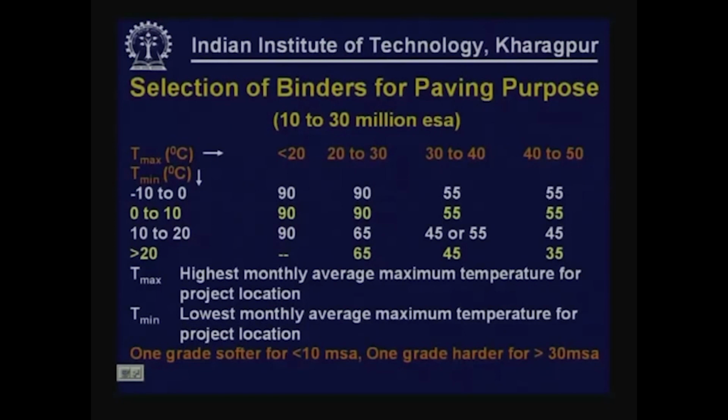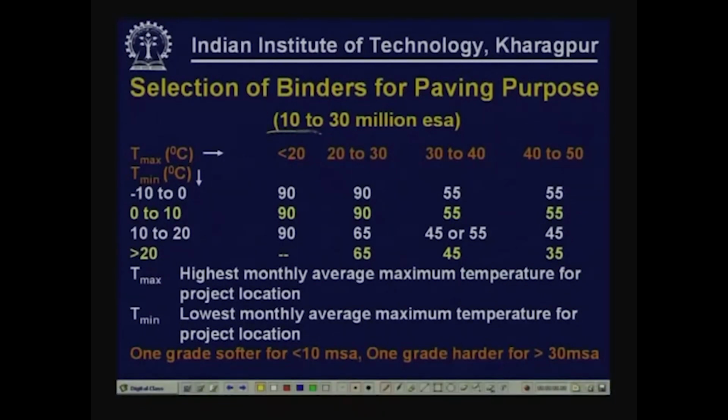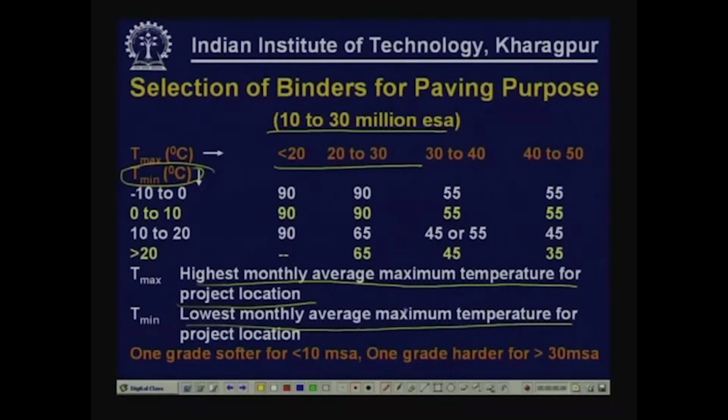These are the guidelines that are normally available for selecting binders for different pavement purposes depending upon the traffic loading, expressed in terms of 10 to 30 million equivalent standard axle loads. We discussed what standard axles are and other aspects in the lessons that covered traffic related aspects. Here we are using T maximum, which is the highest monthly average maximum temperature for the project location, and T minimum, which is the lowest monthly average minimum temperature for the project location. So, for these conditions we can select the appropriate binder.